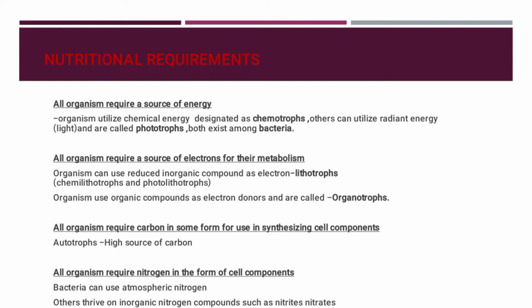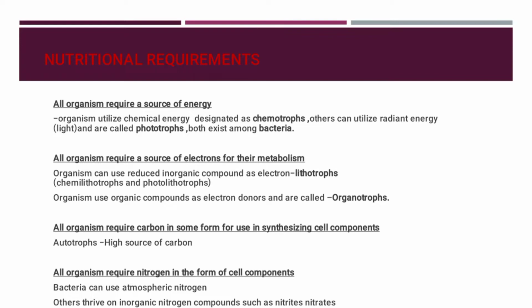Organisms that use inorganic compounds as electron donors are called lithotrophs, mainly photolithotrophs and chemilithotrophs. Then organisms that use organic compounds as electron donors are called organotrophs. The third point is that all organisms require carbon in some form for synthesizing cell components. So autotrophs require a high source of carbon.